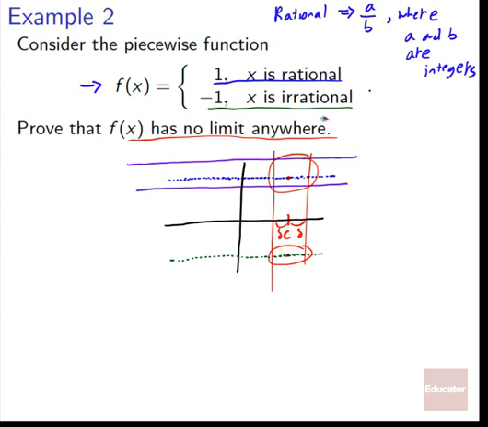And this is the idea of why there can be no limit anywhere: we can always choose an epsilon that's going to only take either the top or the bottom line, but no matter what delta we choose, we're going to be in both the top and the bottom lines, so we won't be stuck just inside of that epsilon. It will fail to have a limit.